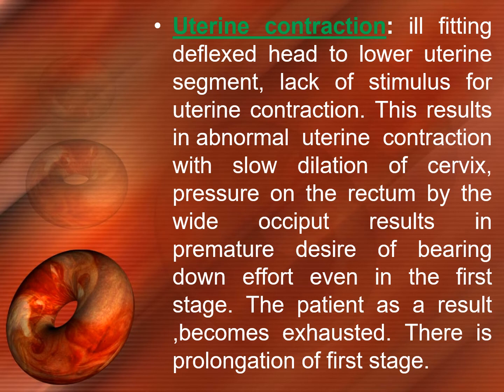Next is uterine contraction. Already I have told you the presenting part won't be well fitted to the pelvis. This ill-fitting presenting part may lead to ineffective uterine contraction. That is, if the presenting part is well fitted, it will act directly over the cervix and that leads to the slow dilatation of the cervix. And if the presenting part is not hitting on the cervix, that may lead to the improper dilatation of the cervix, and there is a chance for prolongation of the first stage.